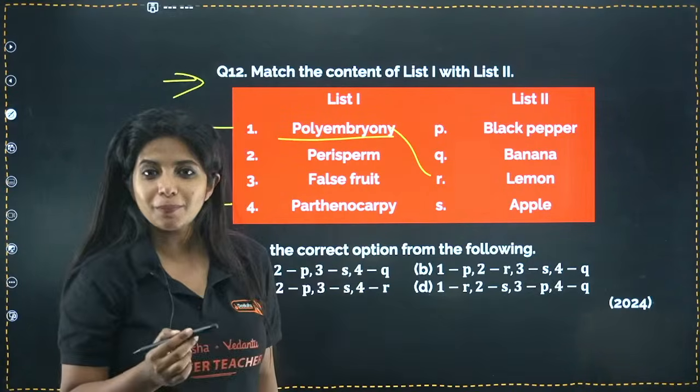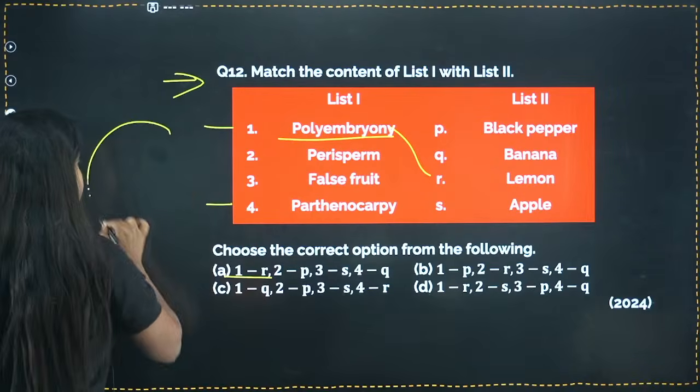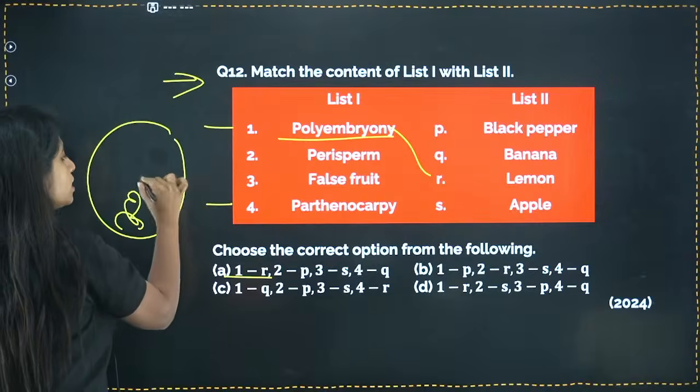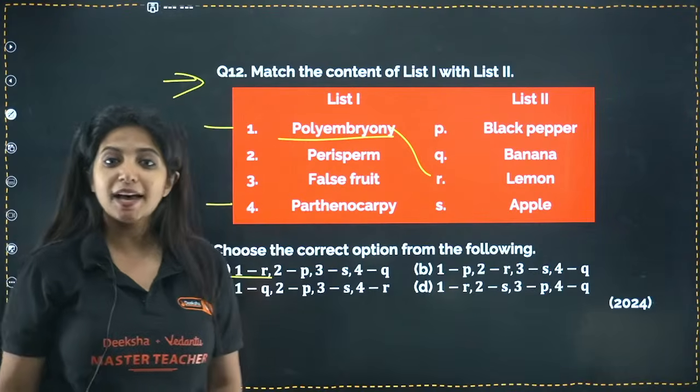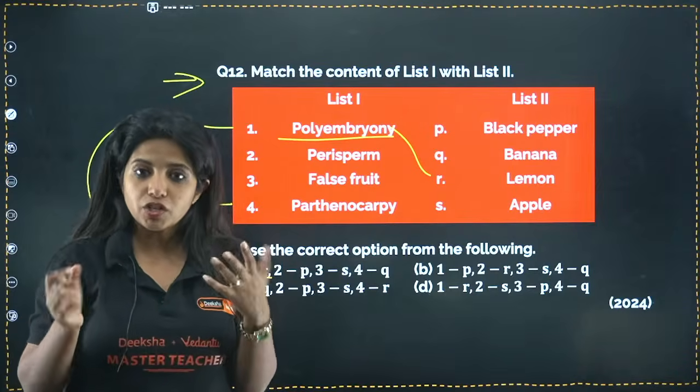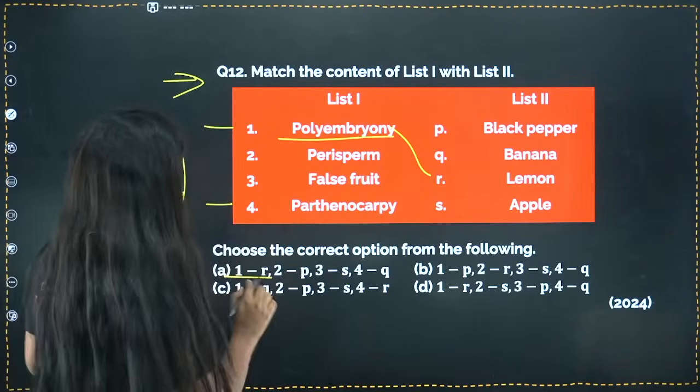Is it? What do you mean by polyembryony? Within the ovule, you have multiple embryos being formed. This is known as polyembryony. And yes, this happens in citrus fruits such as lemon, mango, orange and things like that. So 1 goes with R.